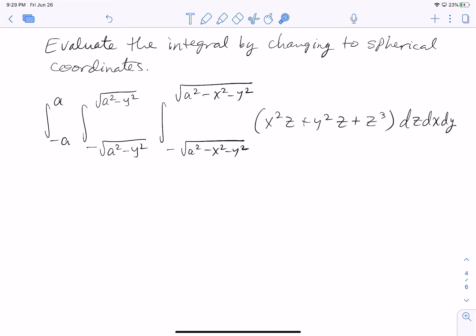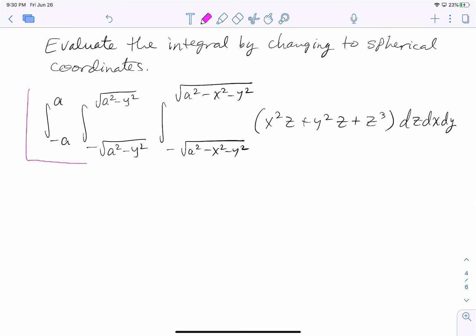We have the integral from negative a to a of the integral from negative square root of a squared minus y squared to positive square root of a squared minus y squared of the integral from negative square root of a squared minus x squared minus y squared to the positive square root of a squared minus x squared minus y squared. The integrand is x squared z plus y squared z plus z cubed dz dx dy. We're asked to evaluate it by changing to spherical coordinates.